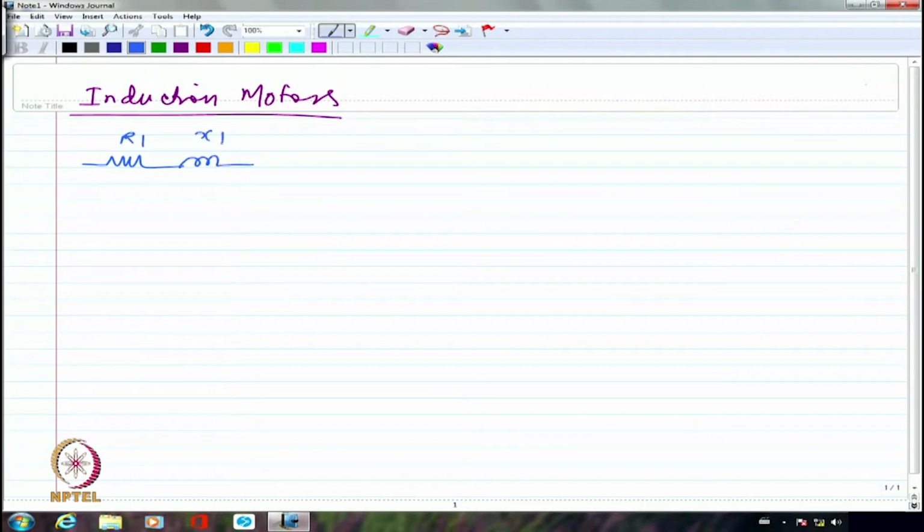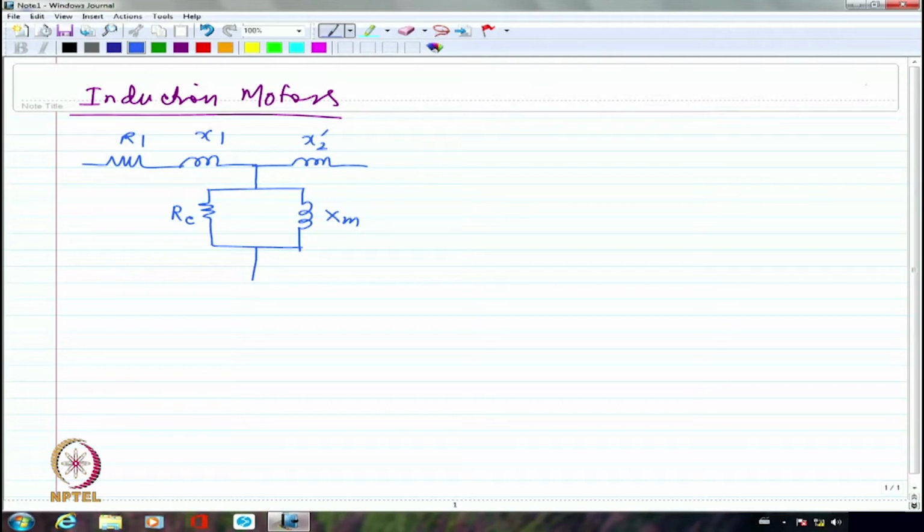This is R1, this is X1. We also said that we are going to have the core loss and the magnetizing reactance, which we wrote as Rc and Xm, right? Then we wrote that there is going to be a leakage reactance, which is X2 dash. Originally we wrote that as sX2 dash. Now we have converted the rotor EMF also into stator frequency. That's what we did by dividing it by s.